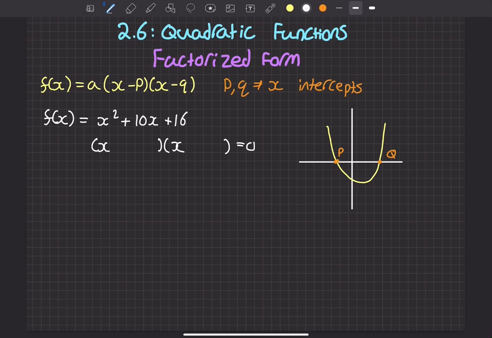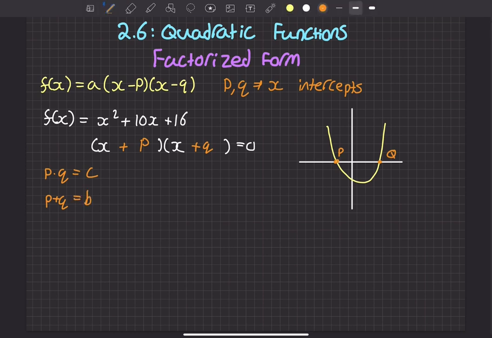So what are these plus or minuses here? Basically, you want to find two numbers, a number here and a number here, which multiply together to give 16 and add together to give 10. Okay, so two numbers that multiply to give your value of c and add up to give b. So if, let's say, this is plus p, plus q, p times q has to be c, and p plus q has to be b.